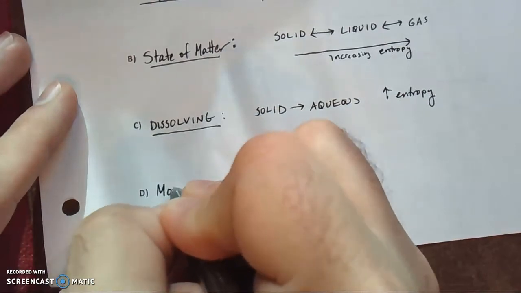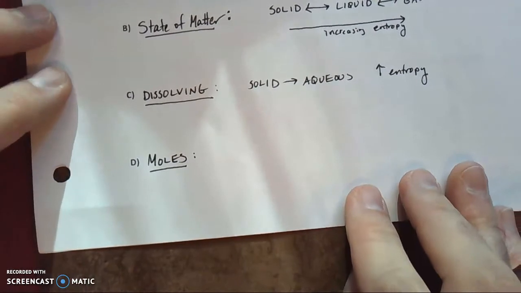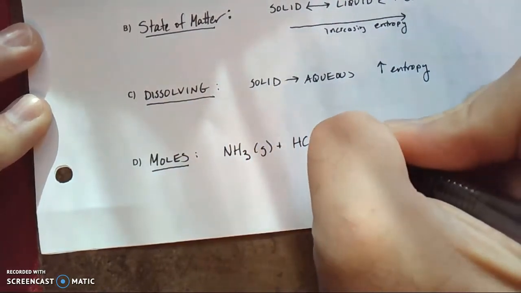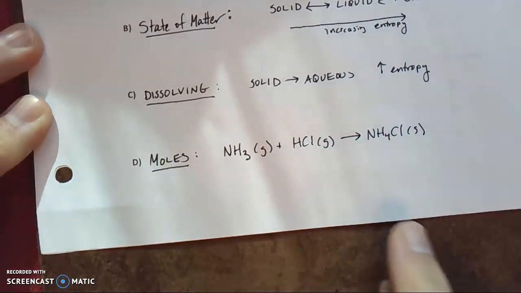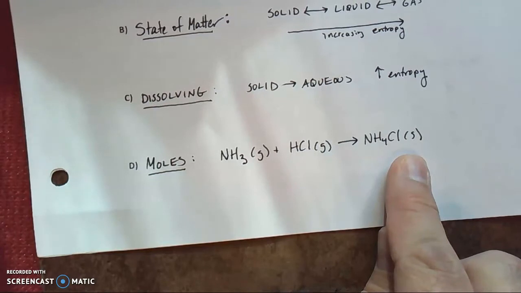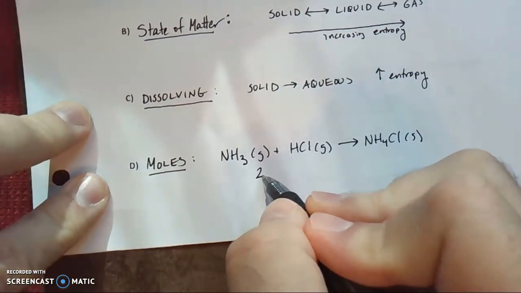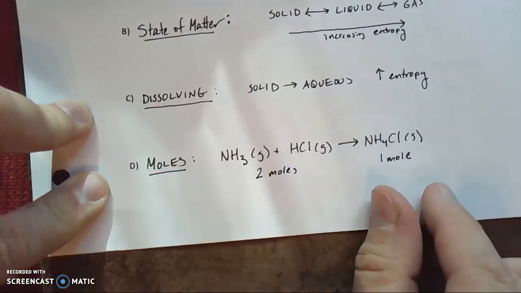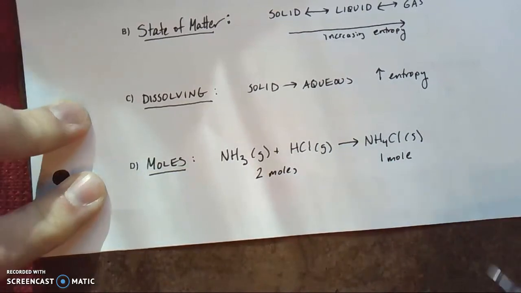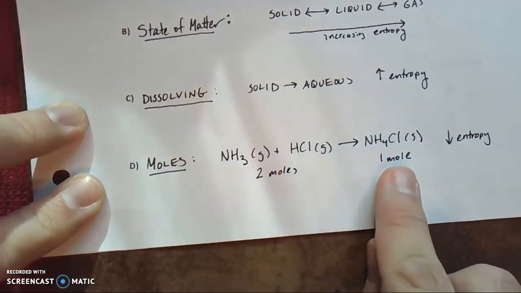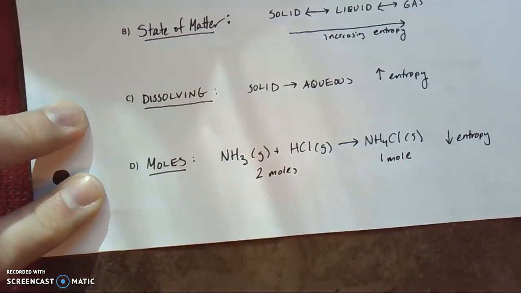And the last one deals with moles. So I'm going to use a balanced chemical equation. NH3 gas plus HCl gas yields NH4Cl solid. So if we have these gases going to a solid, that kind of gives you a little clue about state of matter and entropy. But we also look at how many moles we have on each side of the equation. Over on this side, we have 2 moles, and on this side, we have 1 mole. So if we're taking 2 moles of something and putting it into 1, we are decreasing the entropy. If we looked at this in the reverse, it would be increasing entropy because we're taking one thing and we're getting 2 from it. So we're destroying some of that structure.